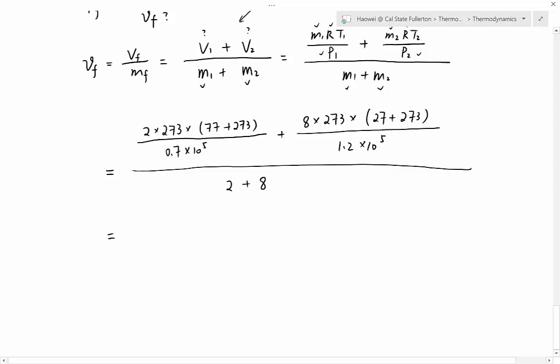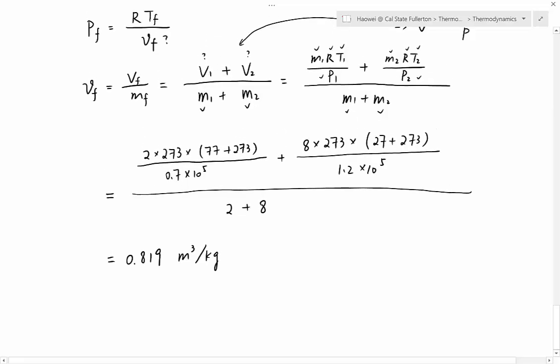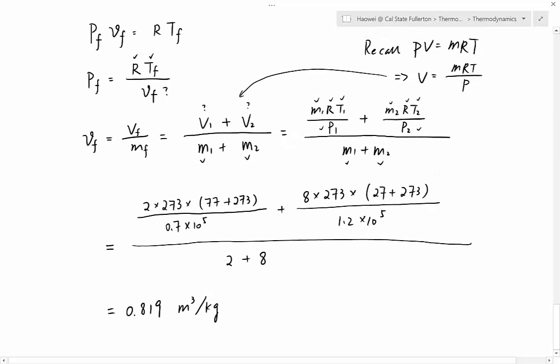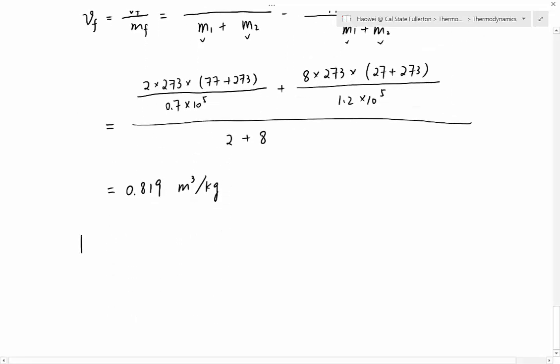Alright, so the final solution for nu F is 0.819. And what should be the unit? The unit must be SI because I used SI unit for everything in the right hand side. So the unit must be cubic meter per kilogram. So now we found nu F. Then we can go back to this equation, take a look again. Do we have everything in the right hand side? Yes, so now we can easily find final pressure.